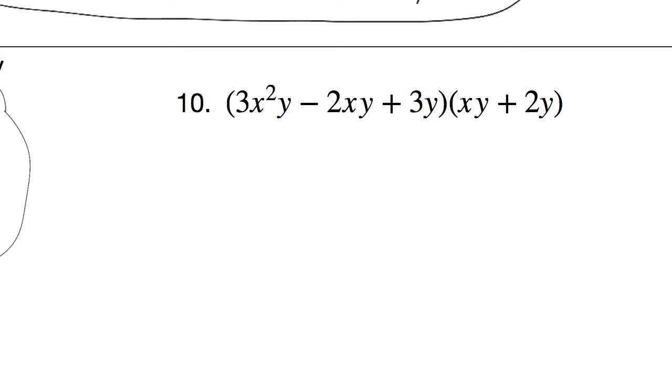2y times 3y is 6y squared. 2y times negative 2xy is negative 4xy squared. 2y times 3x squared y is 6x squared y squared. Then a 0. xy times 3y is 3xy squared. xy times negative 2xy is negative 2x squared y squared. xy times 3x squared y is going to be 3x cubed y squared.